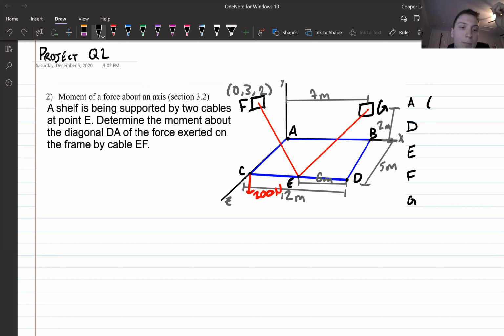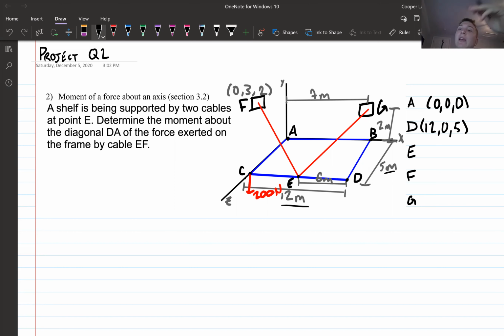Now, from here, point A is at the origin, so that's simply 0, 0, 0. Now we grab D, which is over here in the corner, which we can grab the 12 and the 5, and it doesn't have any vertical to it, so that would mean it's going to be 12, comma, 0, comma, 5.